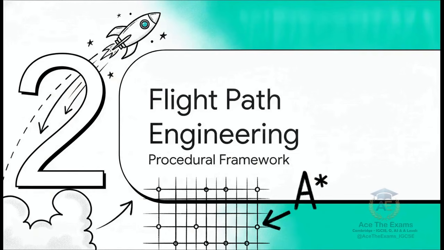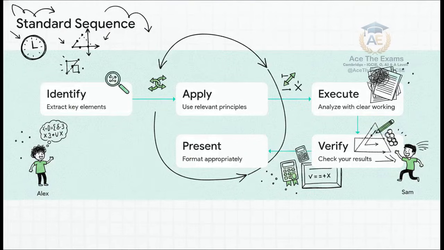Act 2, Procedural Framework. Let's start engineering the flight path. Down in the telemetry bay, Alex and Sam are constantly debating how to handle complex, multi-part past paper questions under strict time pressure. But the only way to avoid a system overload is to rely on the strict, standardized procedural sequence. Step 1. Identify key elements.